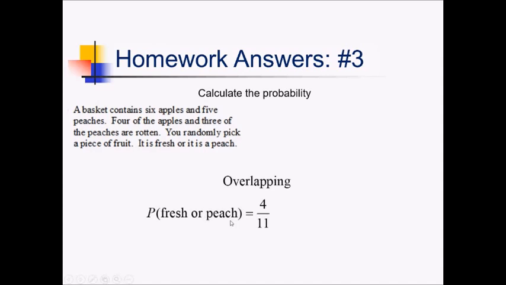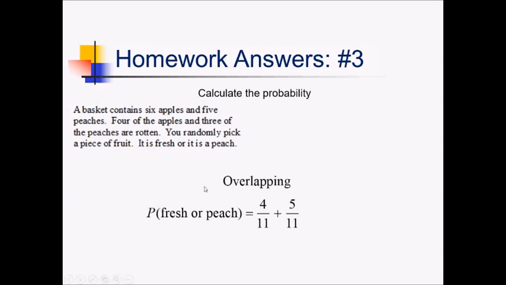Now, how many of them are peaches? This is a little bit easier to figure out. They came flat out and told us 5 are peaches. So we're going to add those 5 peaches. So we've got the fresh fruits plus the peaches, but now since some of the fresh fruits are also peaches, we have to subtract those.